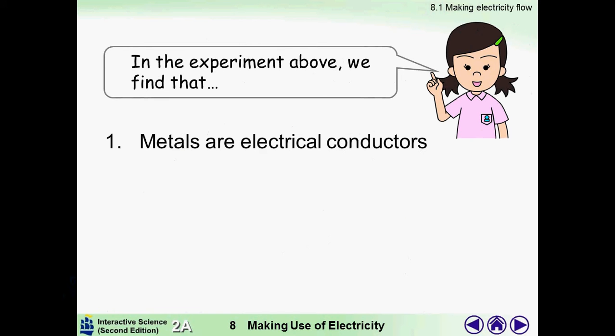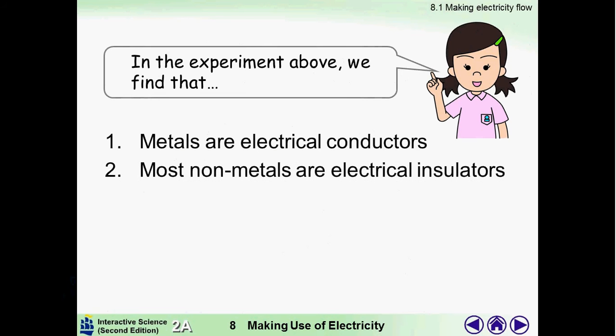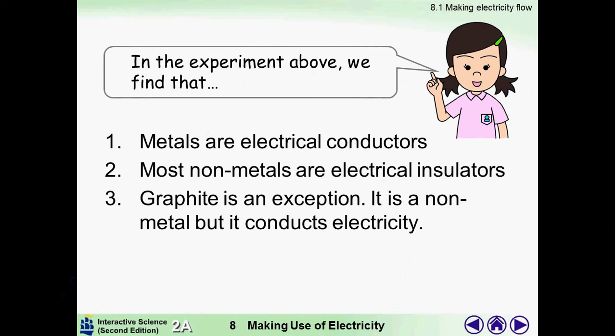Now, from the result of the experiment, we found that metals are electrical conductors, but most of the non-metals are insulators. Graphite is an exception. It is a non-metal, but it can conduct electricity.